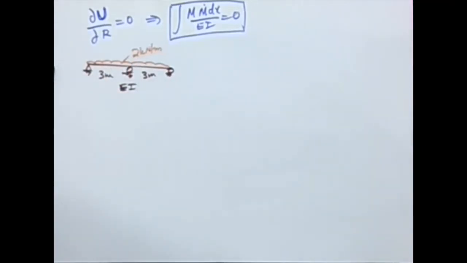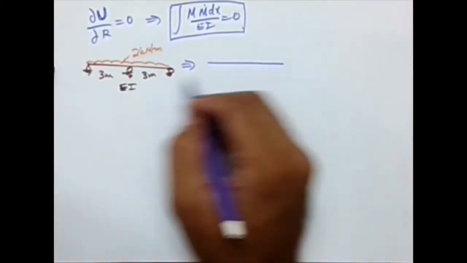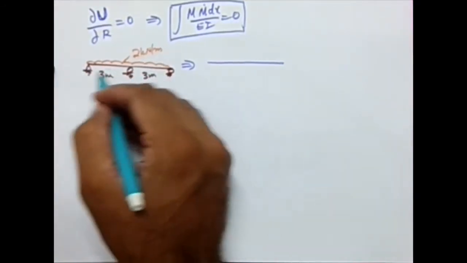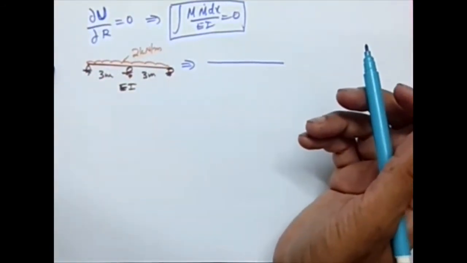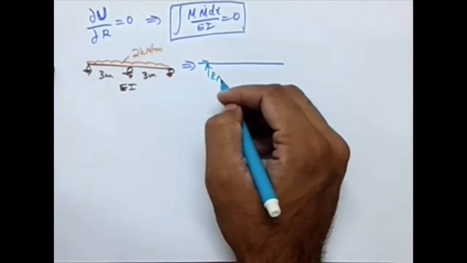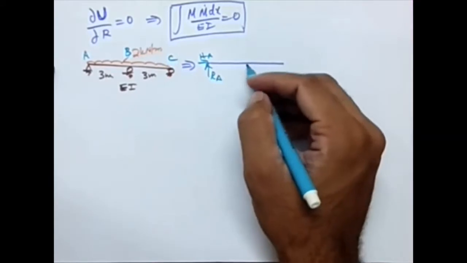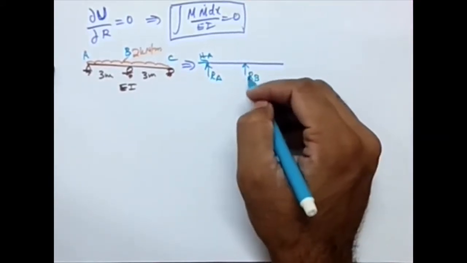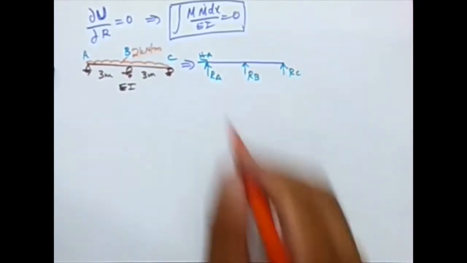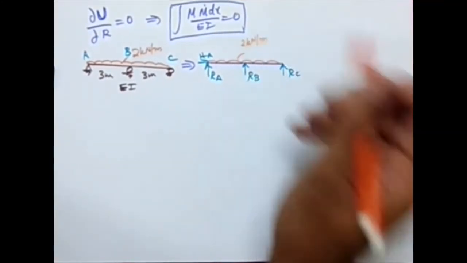If I remove this support, the beam becomes a simply supported beam, which is a determinate structure. Now we go to the first step: we convert this into a beam of forces. We need to remove these supports and substitute them with forces. A hinge can have two reactions, RA and HA. Let this be A, B and C. Here there is a roller which will provide only one reaction, and this is also a roller, so one reaction, and the load is 2 kilonewton per meter.